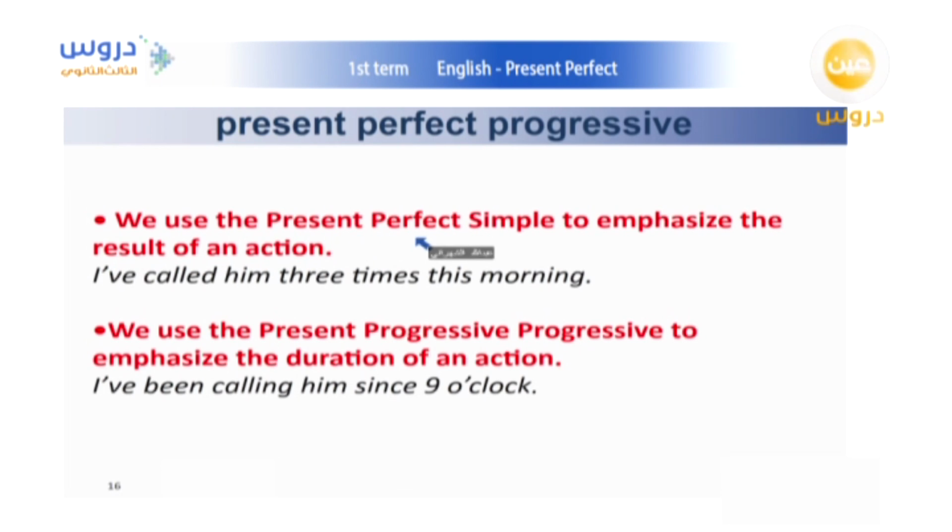Okay, great. Now we use the present perfect simple to emphasize the result of an action. We are just focusing on emphasizing the results of an action. So the first one: I have called him 3 times this morning. The second one, we use the present progressive to emphasize the duration of an action, the period of an action. I have been calling him since 9 o'clock.